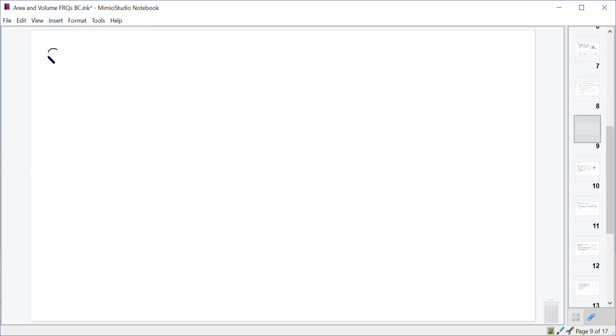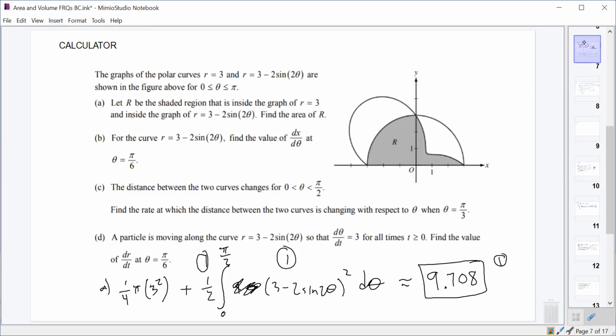All right. Part C says the distance between the two curves changes. Obviously, the distance between them changes from 0 to pi over 2. Find the rate at which the distance between the two curves is changing with respect to theta when theta equals pi over 3. So we'll write an equation to represent the distance between them. The distance between them ought to be the outer function minus the inner function.